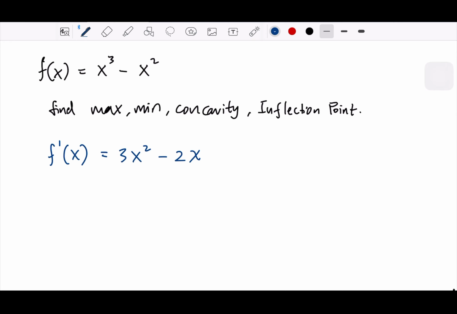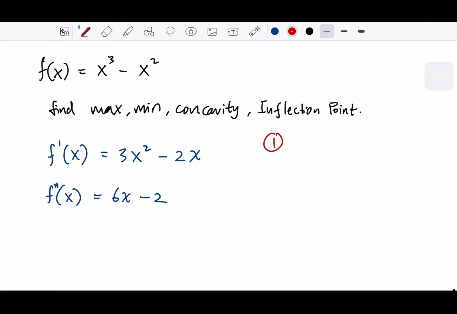Now after getting the first derivative, you could always use the first derivative to check the critical numbers, finding critical numbers, and then finding the intervals where the function is increasing or decreasing. Or instead, we could also check directly the second derivative. So we will have the first derivative and second derivative. Okay, and then after that we can do some observations.